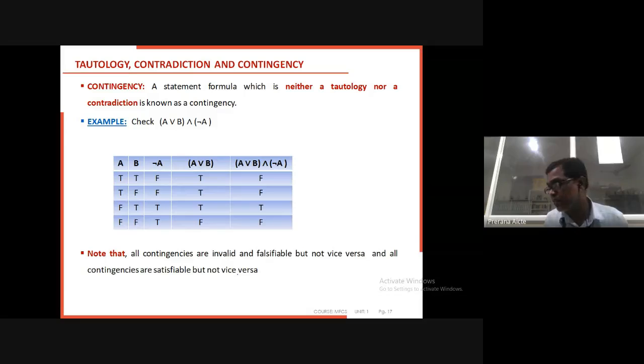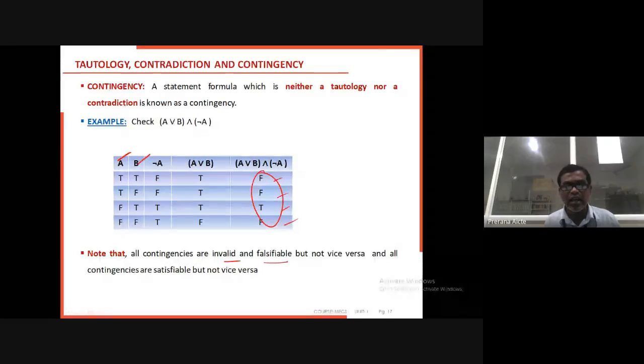And coming to the last one, contingency. If you are given any formula and you construct the truth table, and you get a combination of both true and false, that means I cannot predict whether it is true for all cases or false for all cases. Then it is treated as a contingency. Again, all contingencies are invalid and falsifiable, but not vice versa. And all contingencies are satisfiable, but not vice versa. So this is regarding the three: tautology, contradiction, and contingency.